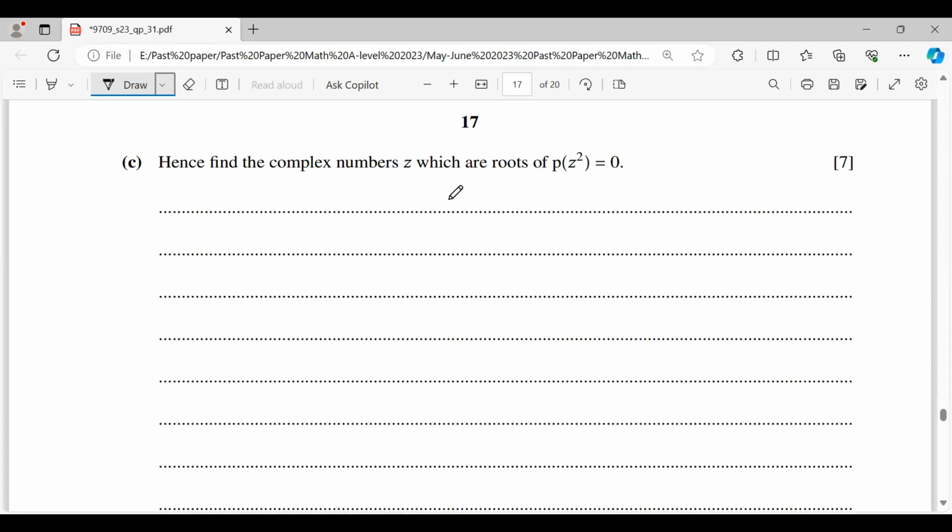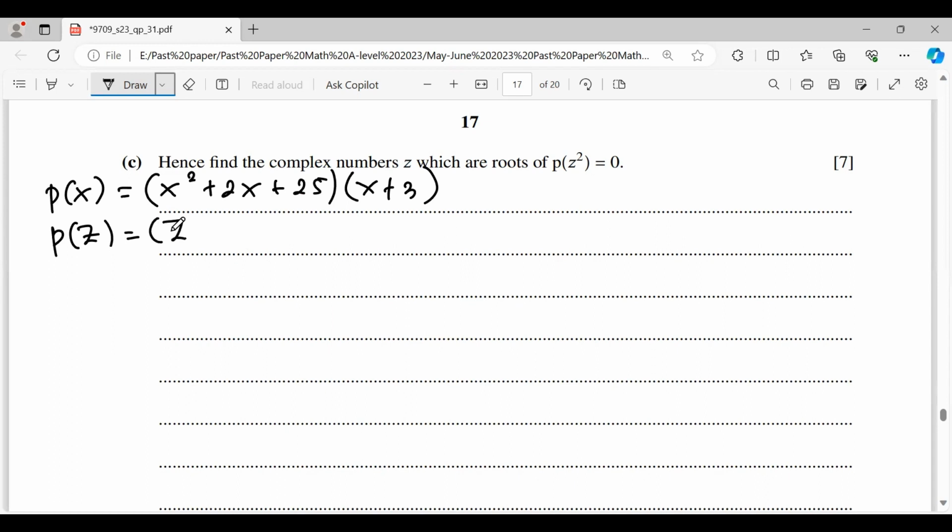And find the complex numbers z which are roots of P(z squared) equals 0. I'm going to start with the function P(x) equals x squared plus 2x plus 25 times x plus 3, or P(z) equals z squared plus 2z plus 25 times z plus 3. There are three values of z. Firstly, z equals negative 3, and there are two more values of z. So how to find z? I'm going to find it through the ABC formula.